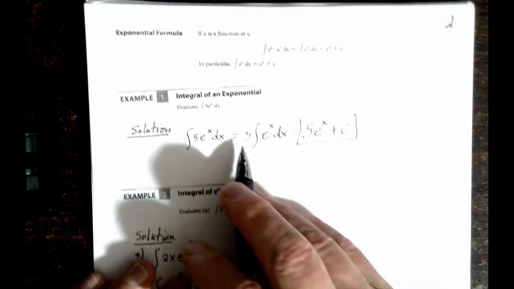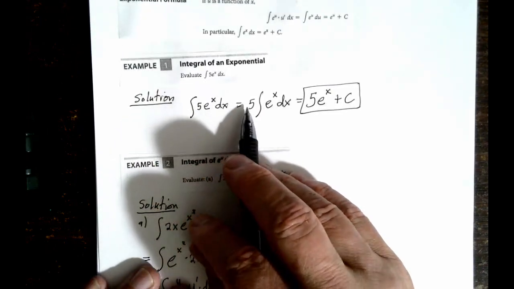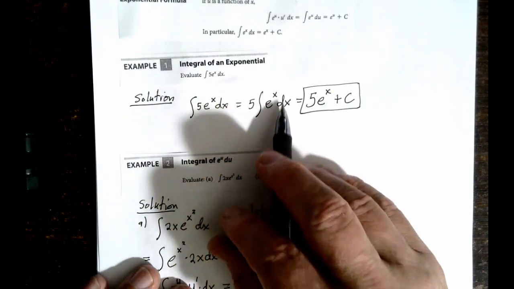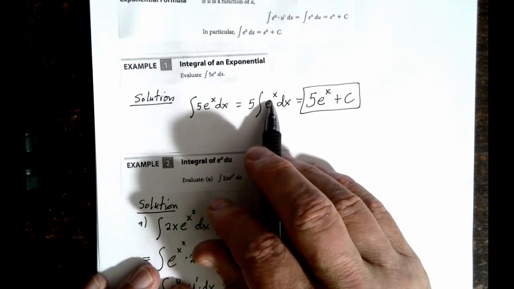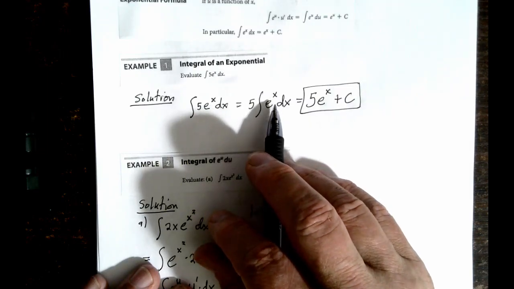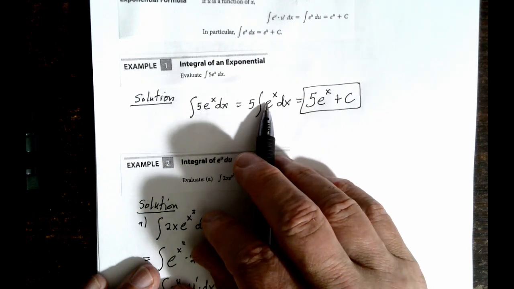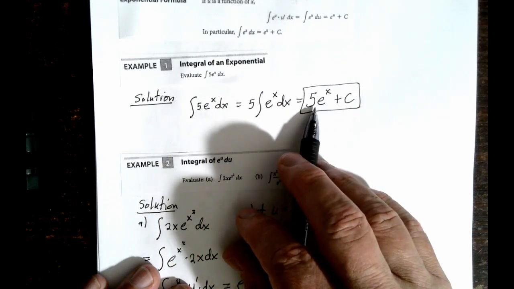That's it. Alright, so integral of 5e to the x, you can bring the 5 out front. And e to the x dx, it's already in the right form, because if u equals x, the derivative of x is 1. And there's a 1 there already. So you can just take the antiderivative and you just get e to the x, with the 5 out front, of course.